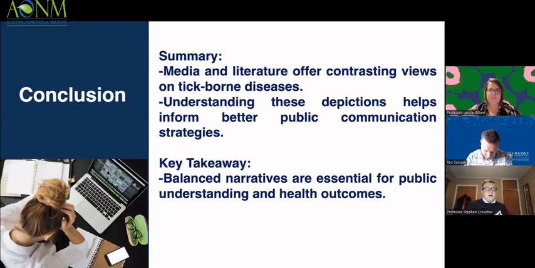So I think the key takeaway here is balanced narratives are essential. We need to really understand what is going on and what people are thinking because that drives their behavior. If we can know what is driving people's behavior, whether it's, well, this thing was on the news, and so I need to do that. If the doctor knows, well, that's driving my patient's thinking, I can then respond to that. I can provide a healthier outcome for my patient.